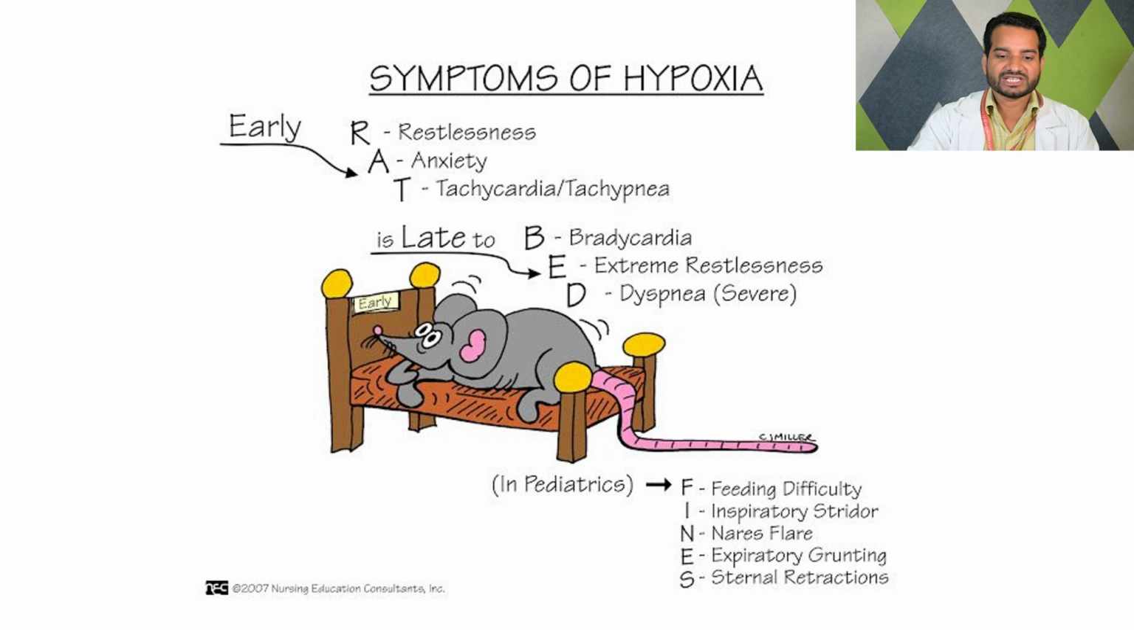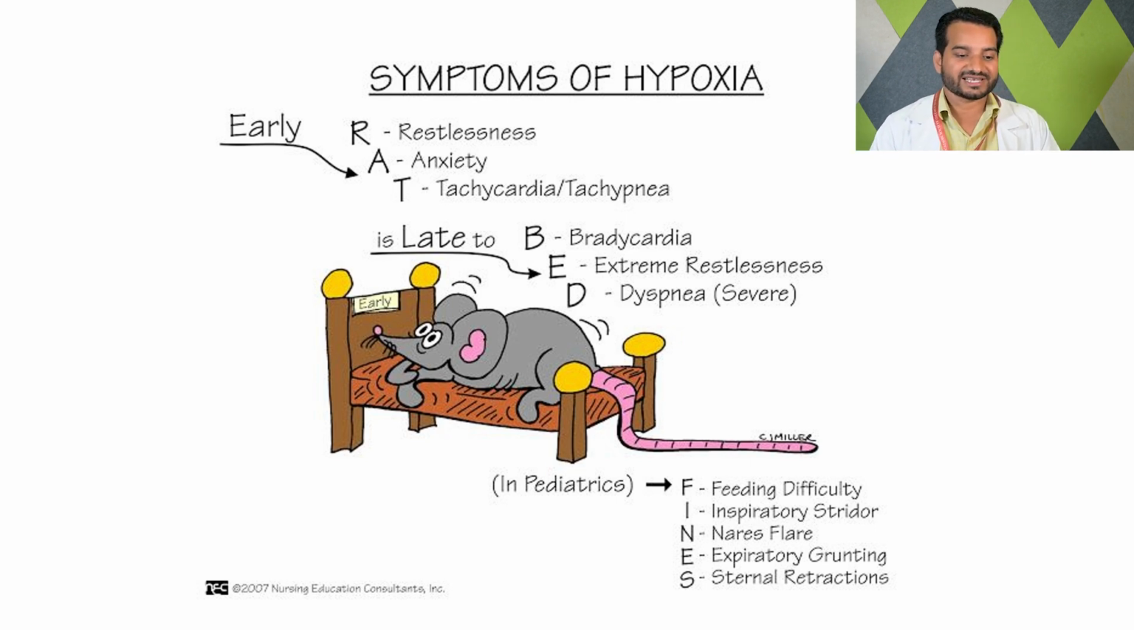Now coming to symptoms of hypoxia. Hypoxia symptoms can be divided into two parts. One is early symptoms and another is late symptoms. The early symptoms of hypoxia are restlessness, anxiety, tachycardia, and tachypnea. And if the condition is not treated and it gets worse, it leads to bradycardia, extreme restlessness, and dyspnea, that is severe difficulty in breathing.